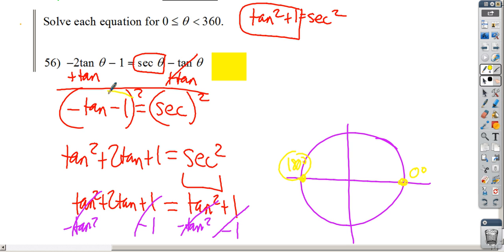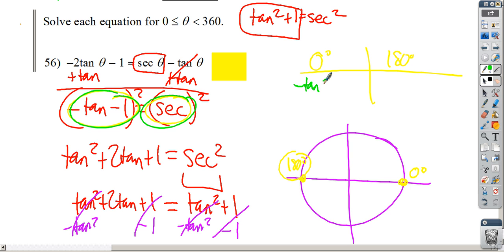So let's check from this point right here before we square both sides, because that is a little bit simpler than checking the original. So we'll check 0 degrees, and we'll check 180 degrees using this equation. Negative tan minus 1 equals secant. So negative tan of 0 minus 1, does that equal secant of 0? And then over here we'll do negative tan 180 minus 1, does that equal secant of 180?